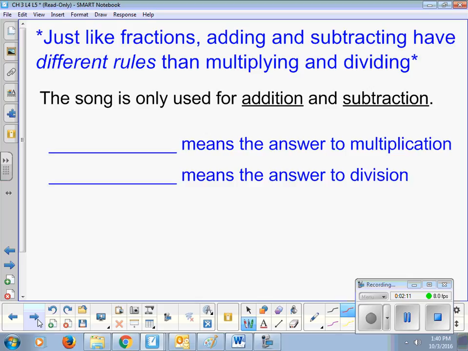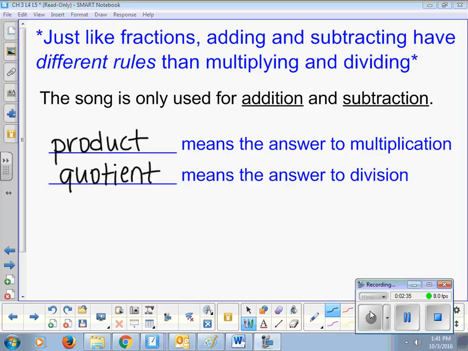What do we call the answer to a multiplication problem? When you multiply two numbers, your answer is called a product. And what do we call the answer to a division problem? Difference. That would be subtraction. Quotient. Yeah, so we have quotient. Product means the answer to a multiplication problem. Quotient means the answer to division. You can write these words on the back of your lesson 3 notes so you become familiar with them.